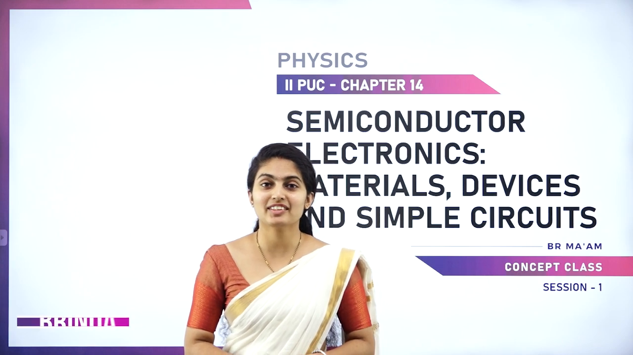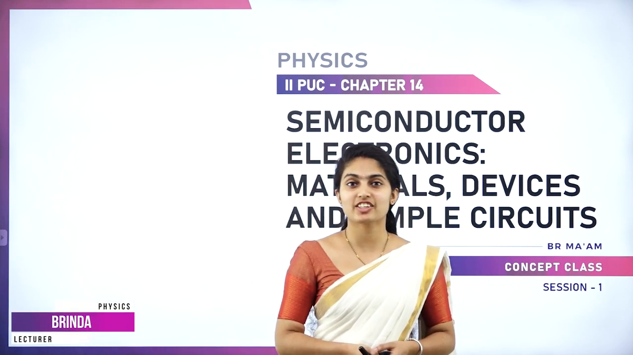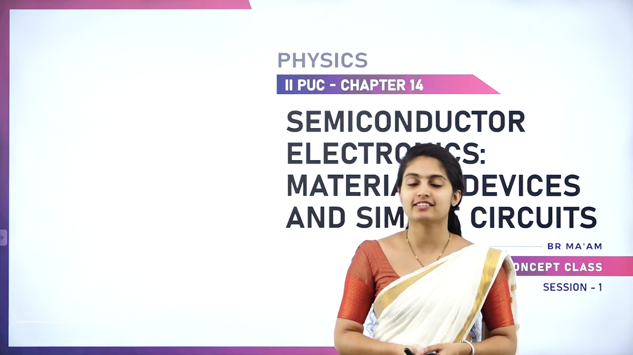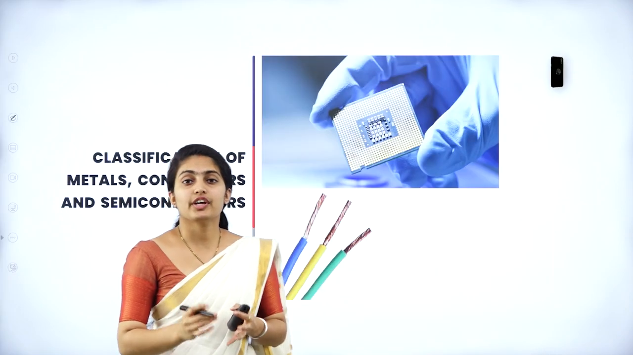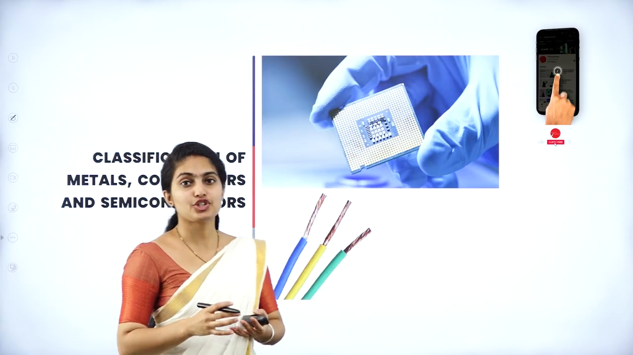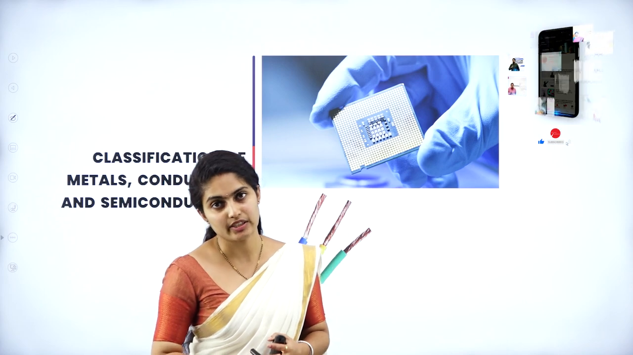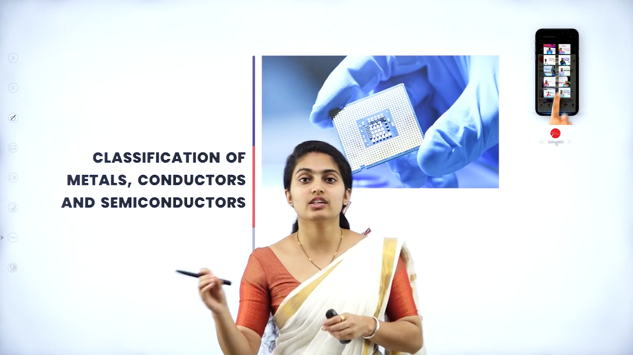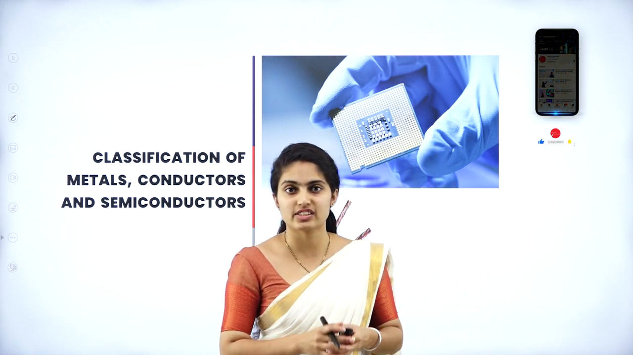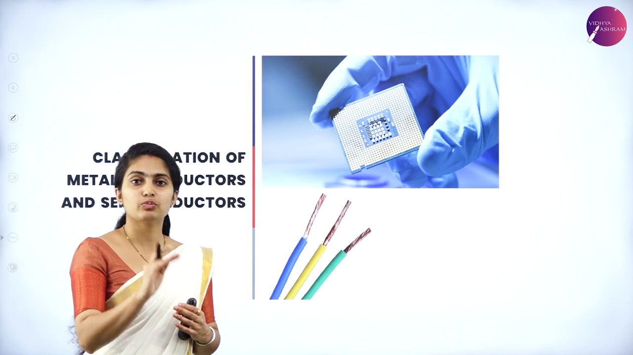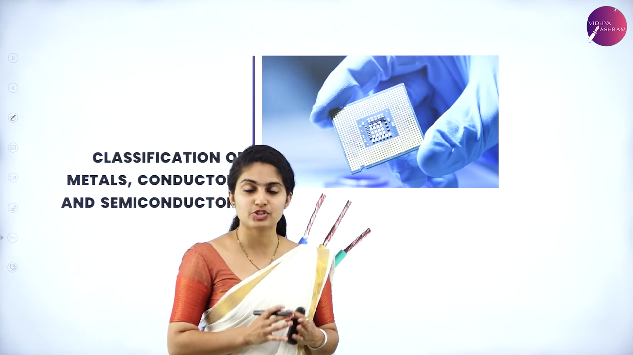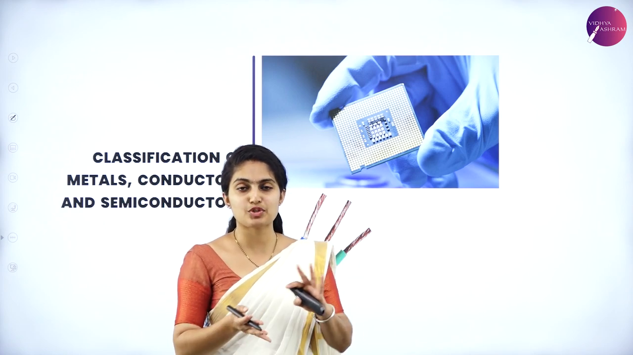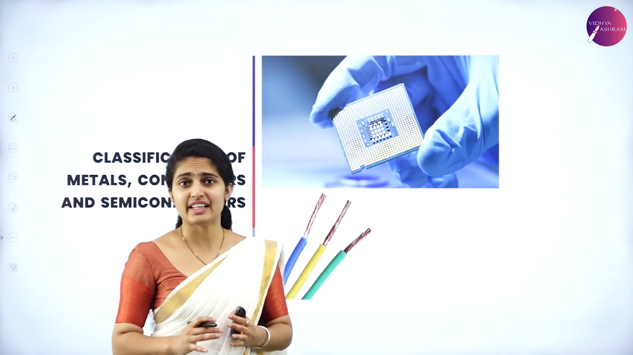Hello everyone, I'm Rinda, Faculty of Physics from Vidhyaashram Pre-University College, Mysuru, welcoming you all to session 1 of chapter 14, that is Semiconductor Electronics. So here we are going to study the classification of conductors, insulators and semiconductors. We all have heard about conductors. Conductors conduct electricity. Insulators are the opposite of conductors, not good at conducting electricity. Semiconductors behave like conductors and partially like insulators.